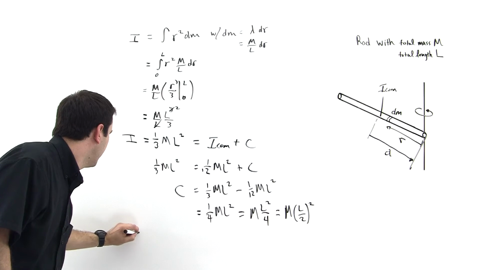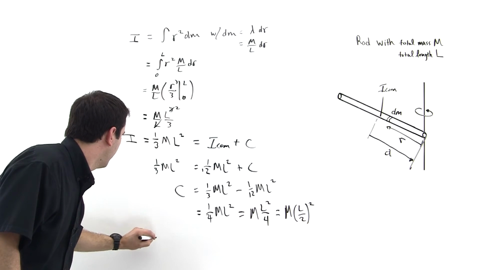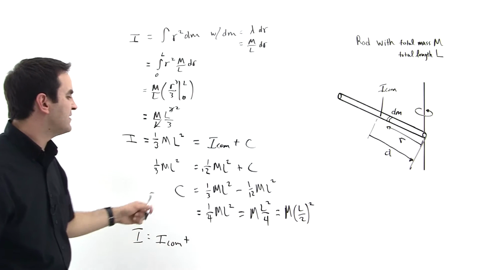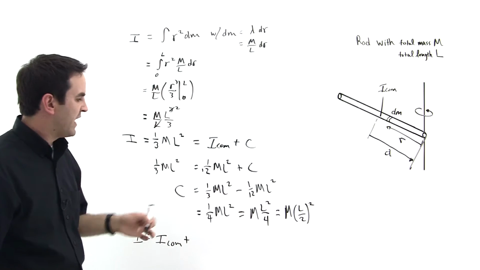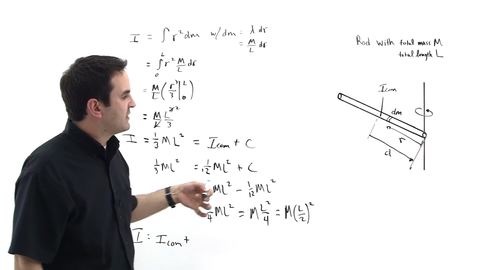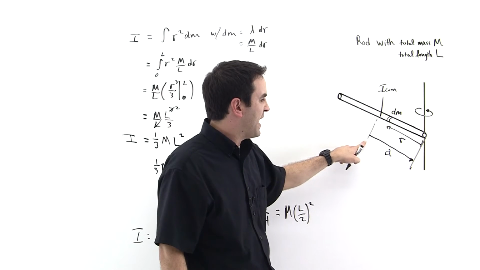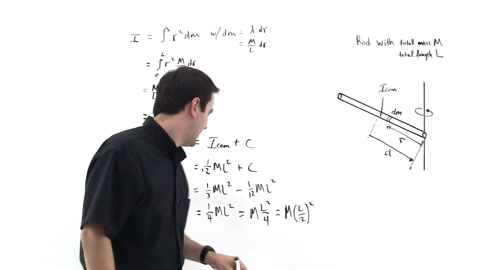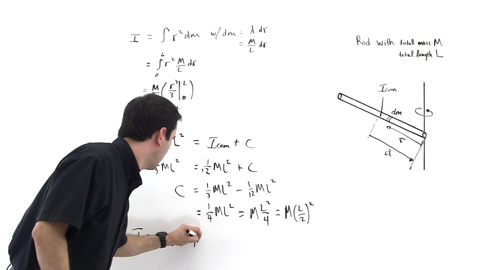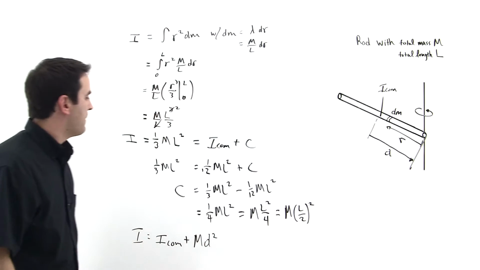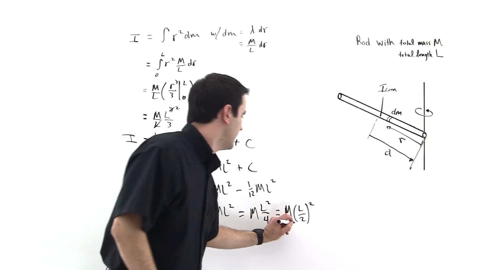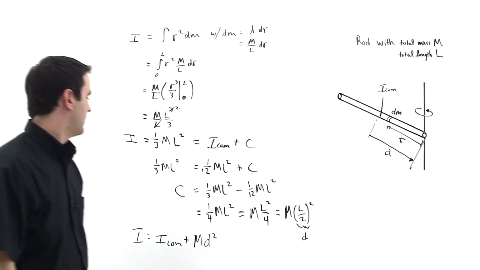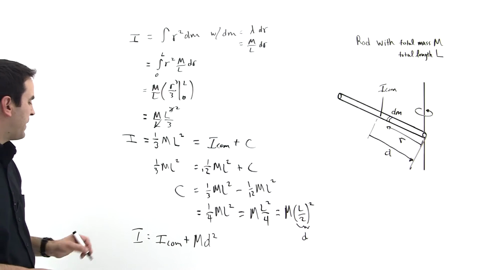So let's write this as I is equal to I center of mass plus C, but we found C to be m times L over 2 times L over 2 squared. But we noticed that that's just the distance from the center of mass to the axis of concern, and the axis of concern in this case was the end of the rod. So let's just write m d squared. Right? Because here's D. Okay, so this is the infamous parallel axis theorem.